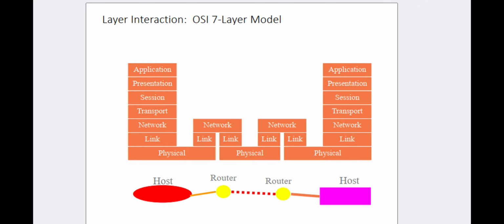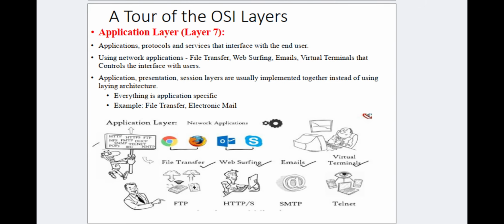Layer interaction. OSI 7-layer model: host, router, router, host; application, presentation, session, transport, network, link, physical; hop by hop, end to end. A tour of the OSI layers.